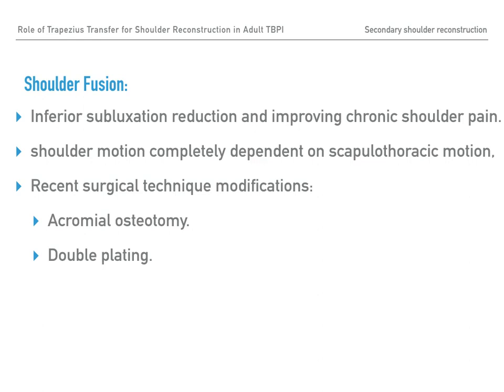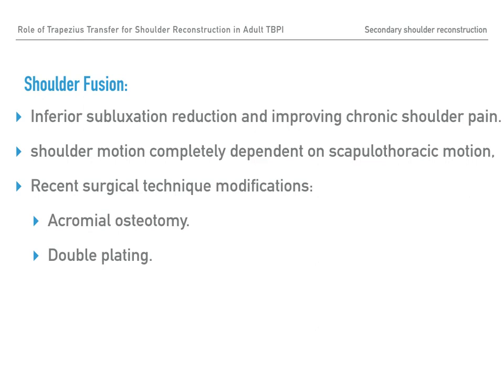That's why you have to keep fusion as the last option for the shoulder, if no donor nerves for primary reconstruction or donor muscles for secondary reconstruction are available. Some recent modifications of the shoulder fusion technique have shown better results, as reported in the literature.